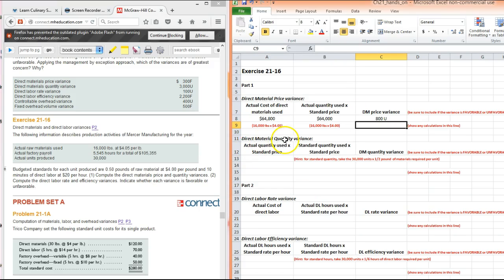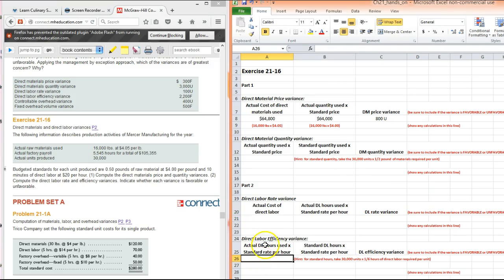You'll repeat the process for the direct material quantity variance. You'll use the actual quantity, which again we get from the box, and the standard price, which comes from right below the box. The standard quantity is, we were told that it was 0.5 pounds of raw material per unit. So I give you a hint here that says we're going to take the 30,000 units times the half, or 0.5 pounds of material required per unit. So we would have 15,000 pounds as our standard.